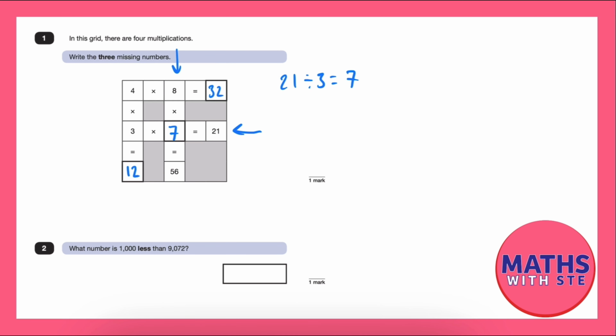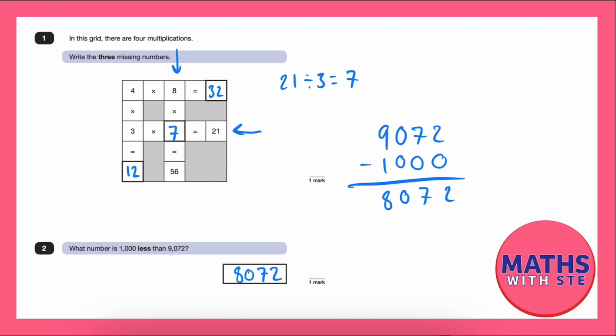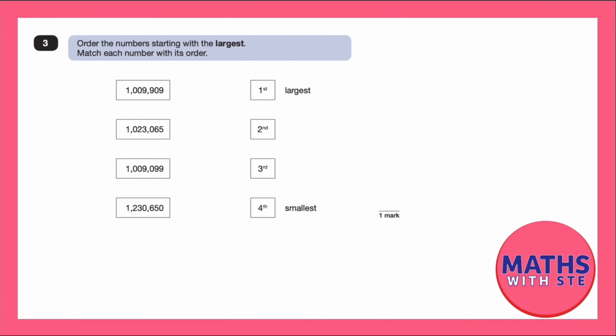Okay. And question 2, what number is 1,000 less than 9,072? Now, you can probably already see this, but some people can't see it straight away, you do 9,072 take away 1,000. Just as simple as that. 2 take away nothing is 2. 7 take away nothing is 7. Nothing take away nothing is nothing. And 9 take away 1 is 8. So the answer is 8,072.